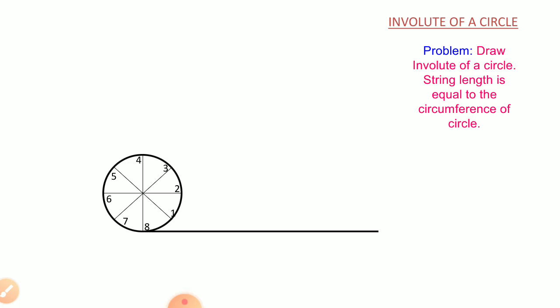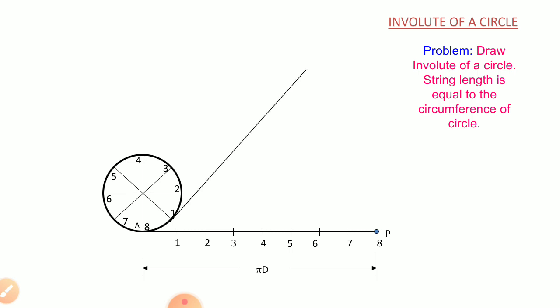Now we take a length equal to the circumference, that is the perimeter, and the formula of perimeter is 2 pi r. So this is the length, and we name it AP. The formula is also pi d. Either you can take 2 pi r or pi d, both are the same. Now we divide this line into 8 equal parts and number them 1 2 3 4 5 6 7 8.